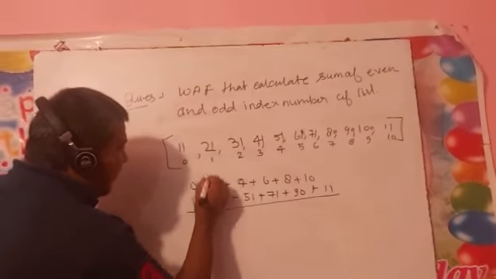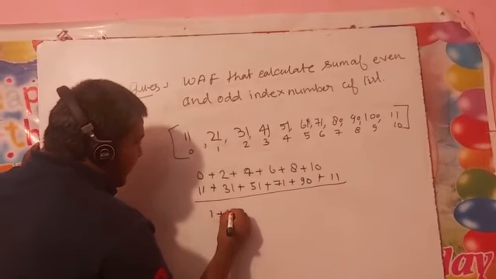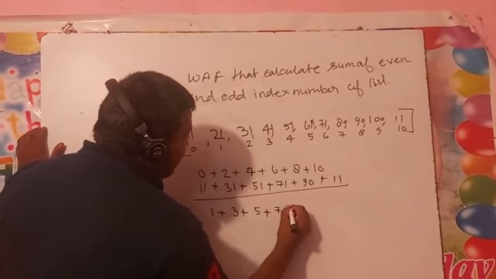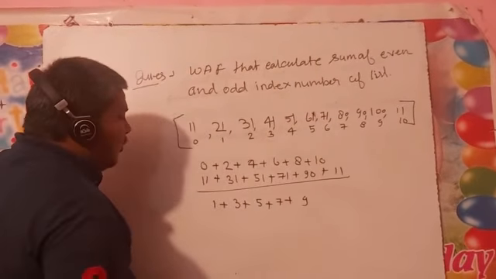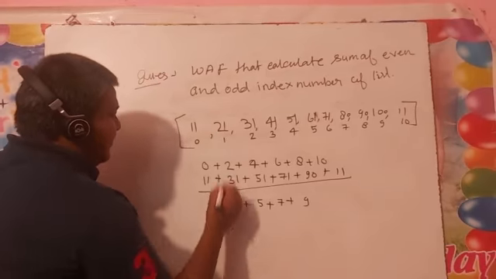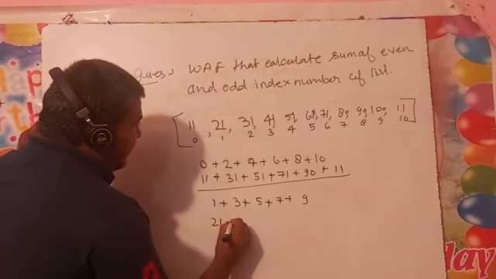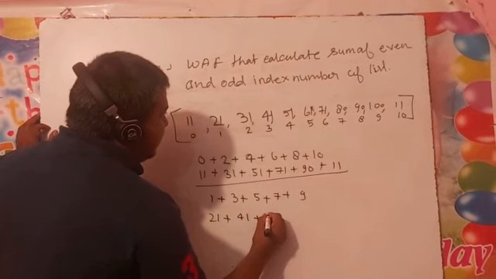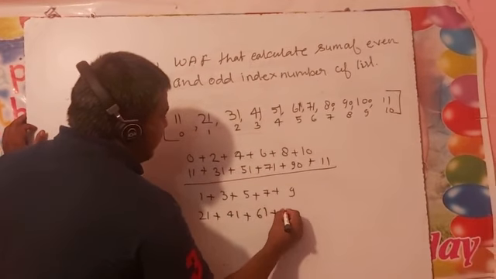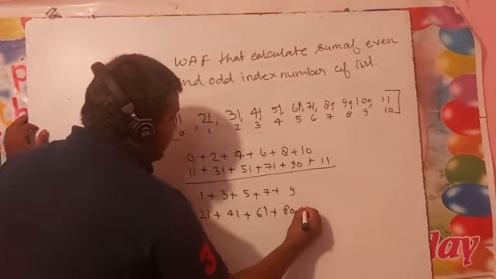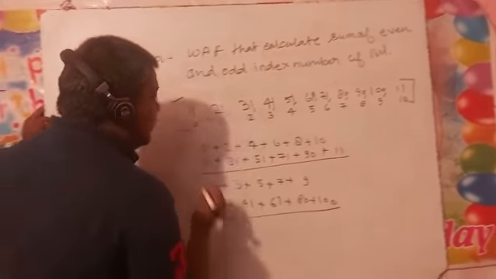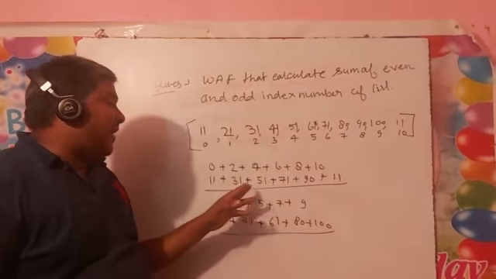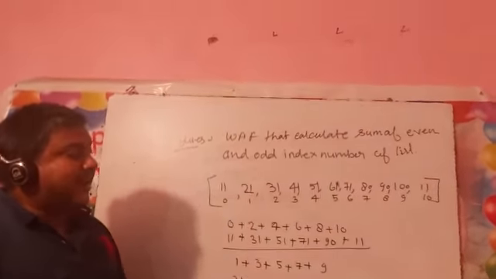So what are the odd indexes? 1 plus 3 plus 5 plus 7 plus 9. And what are the numbers on the even indexes? We have 21 plus 41 plus 61 plus 80 plus 100. So our question is telling us to find the sum of both of these and return them.